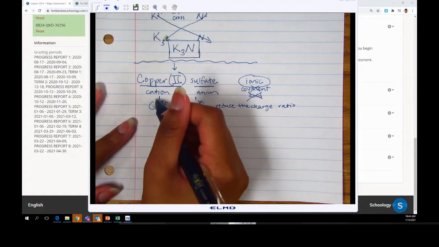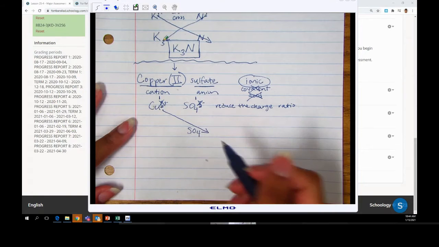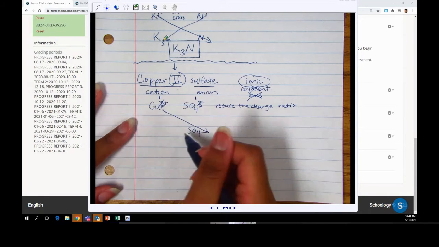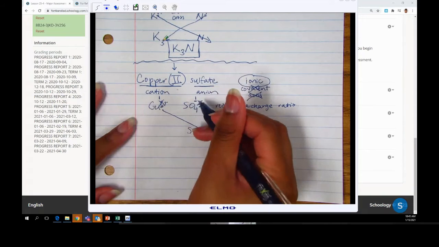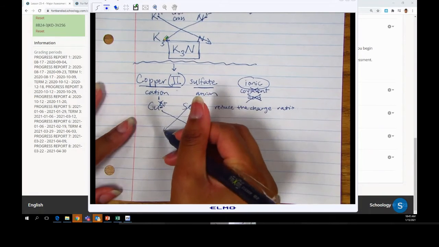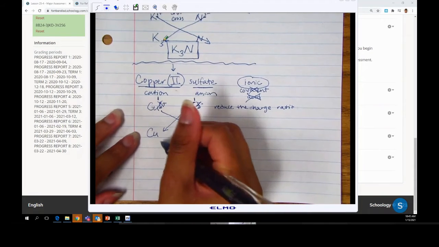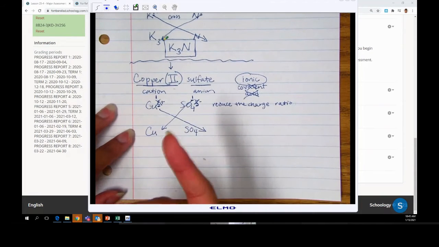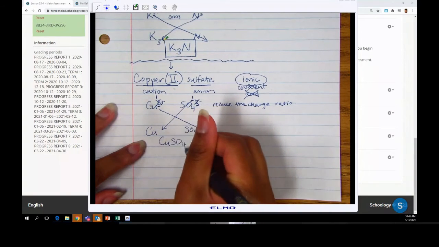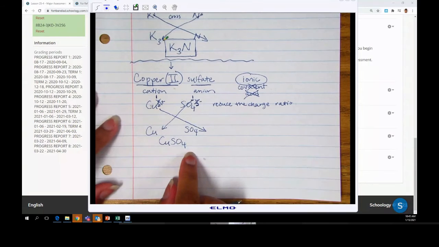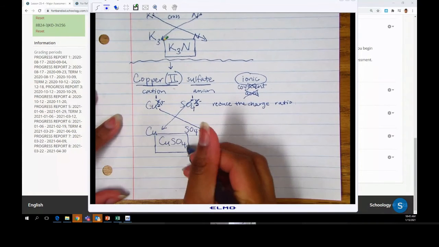So if this had been a 2, I would have to bring it down and put it in parentheses to put the 2 on the outside. But it's a 1, so I don't have to write it. Same thing for my sulfate. Its magnitude here, 1, is going to crisscross down to become the 1 on my copper as a subscript. Of course, I don't have to write that. So when I put it together, I have CuSO4. And that is my finished formula for copper 2 sulfate.